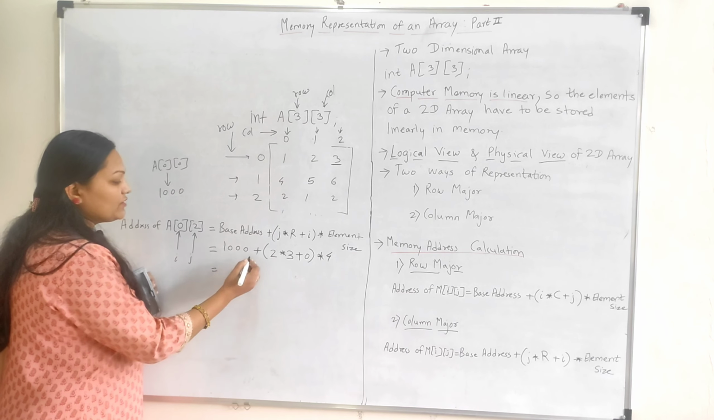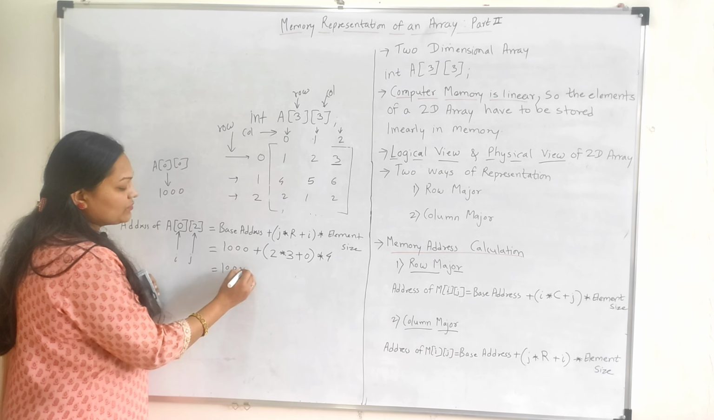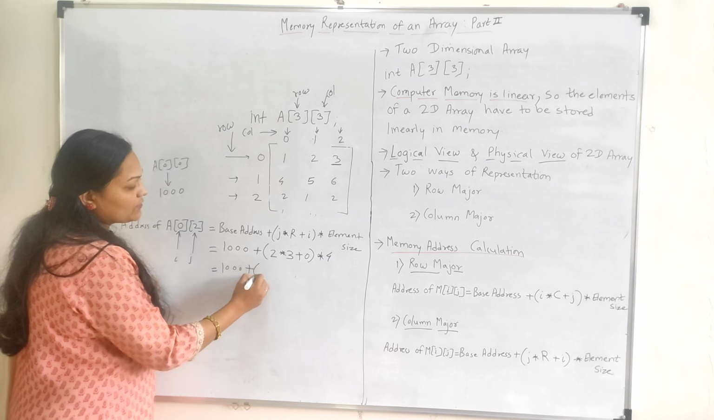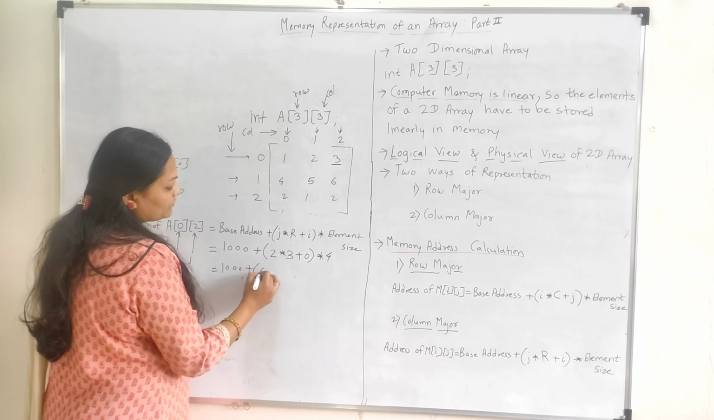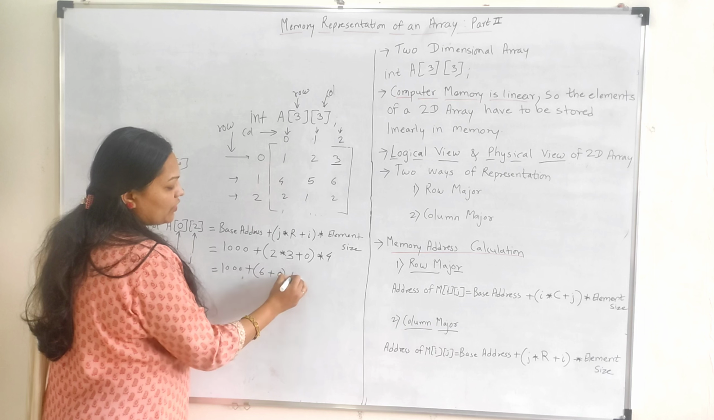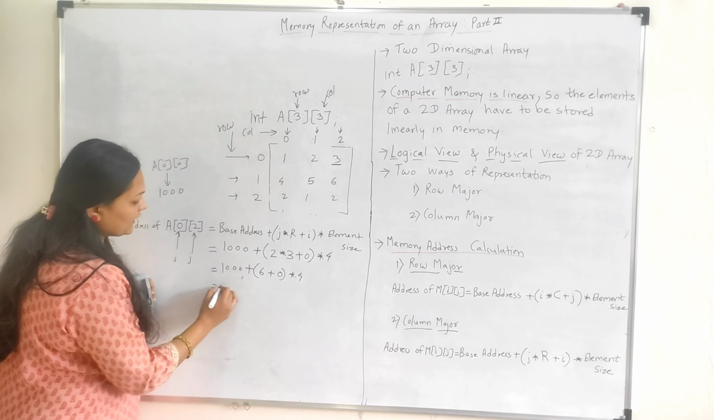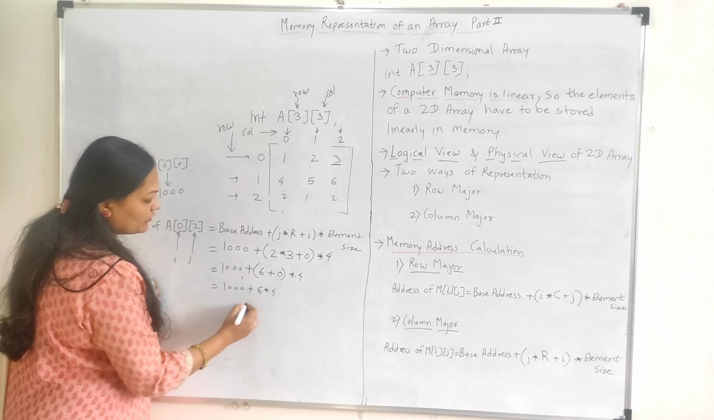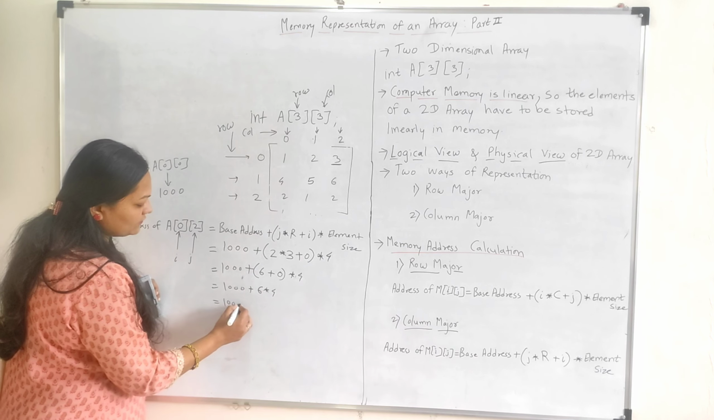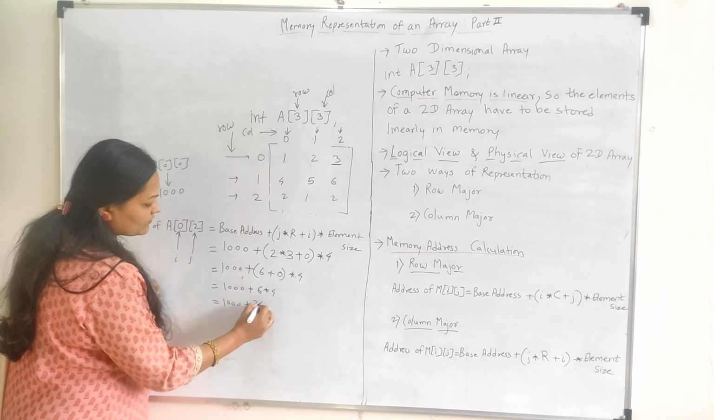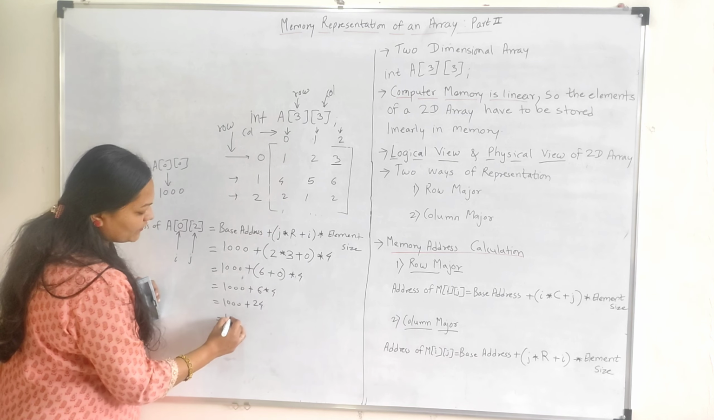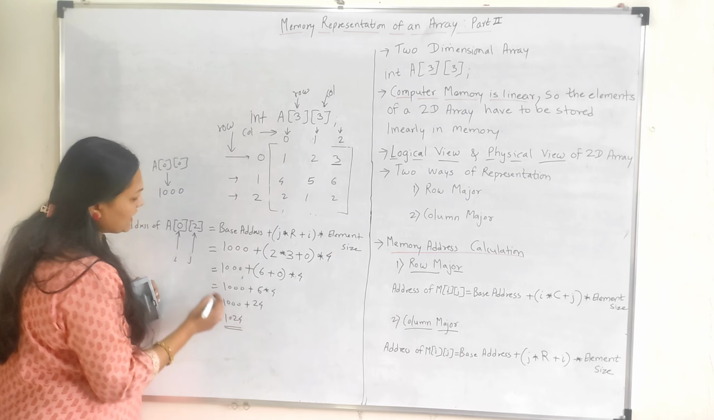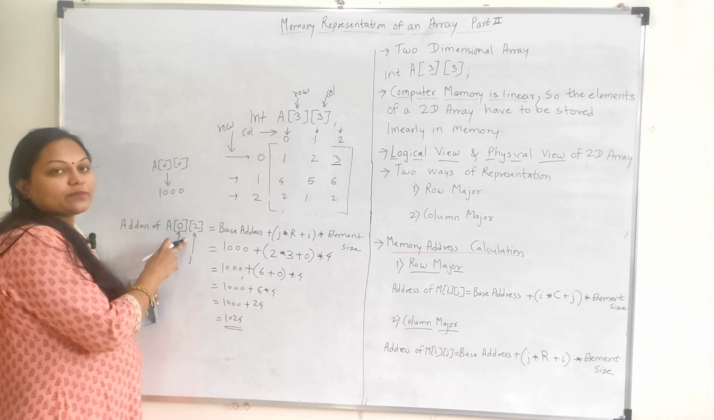Okay, so by using this we can calculate like this: 1000 plus 2 into 3, 6, plus 0, into 4. Then 1000 plus 6 into 4. So 1000 plus 24, 1024. This is the address for this specific index.